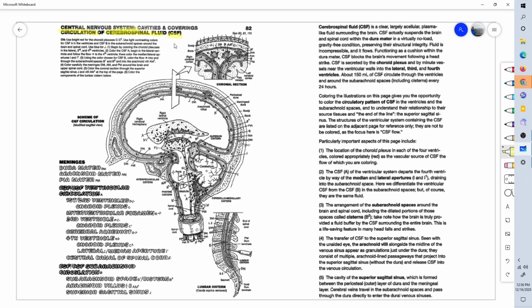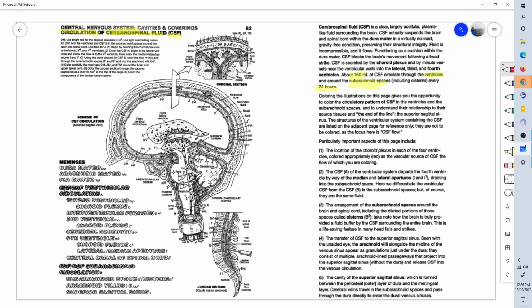The CSF, cerebrospinal fluid, travels through the ventricles and subarachnoid space. Recall, subarachnoid space is below the arachnoid mater, and it has those cobweb-like projections in it. So every 24 hours, 150 milliliters of CSF circulates through the ventricles and the subarachnoid space.